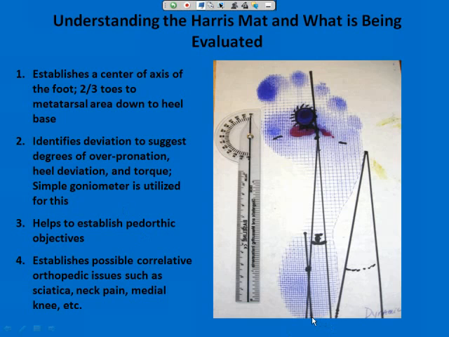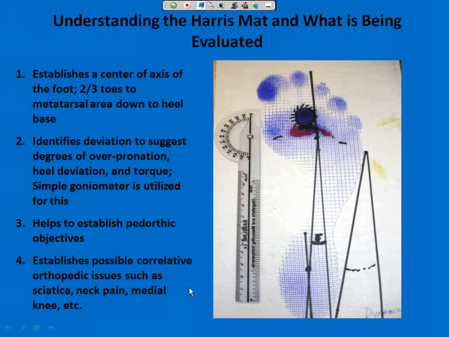Then you come up the center heel base, just distal of the calcaneus, and make a dot in the center. Now you identify the deviations suggested by overpronation or heel deviation or torque. So if these dots line up to be 0, the foot is balanced. If the lines do not line up to be 0, you know that the foot is deviated or torqued.